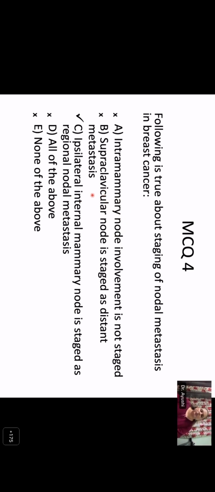So I put this question just to give you an idea that we should be aware of which nodes are regional nodes and which are considered distant metastasis. The level 1 axillary nodes are the nodes that are lateral to the pectoralis minor muscle. The nodes that are medial to the pectoralis minor are level 3, that is apical nodes, and the nodes that are in between the pectoralis minor and the major, that is behind the pectoralis minor, are what are called level 2 nodes. Besides this, the supraclavicular and infraclavicular nodes and the internal mammary nodes, as well as any intramammary nodes, are also regional nodes.